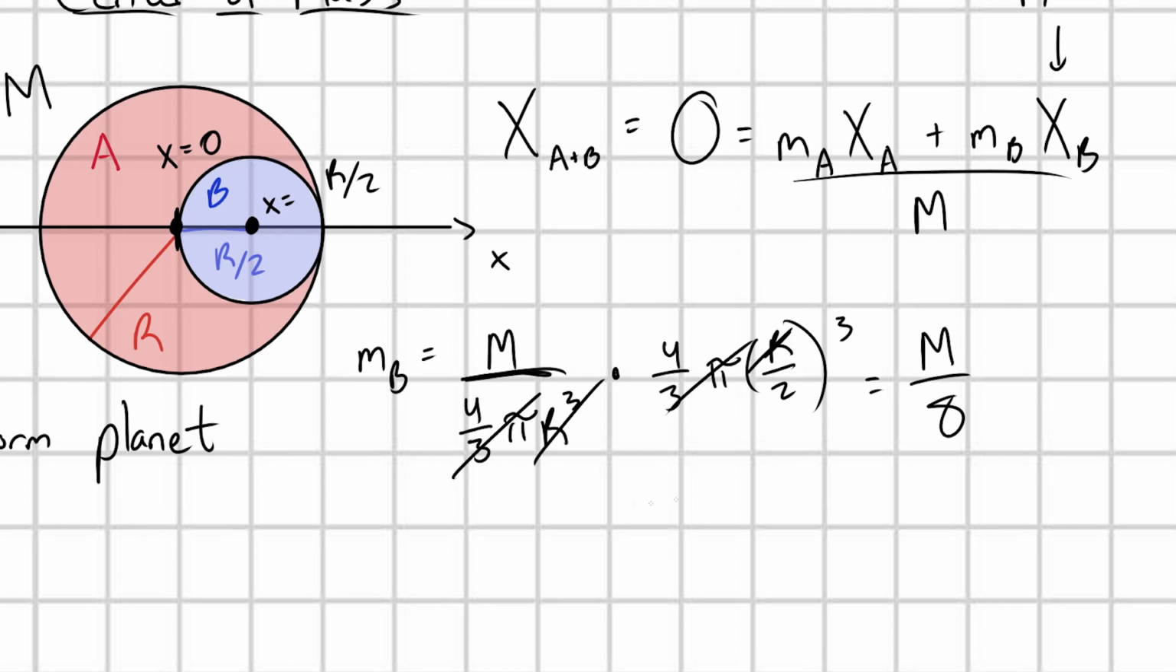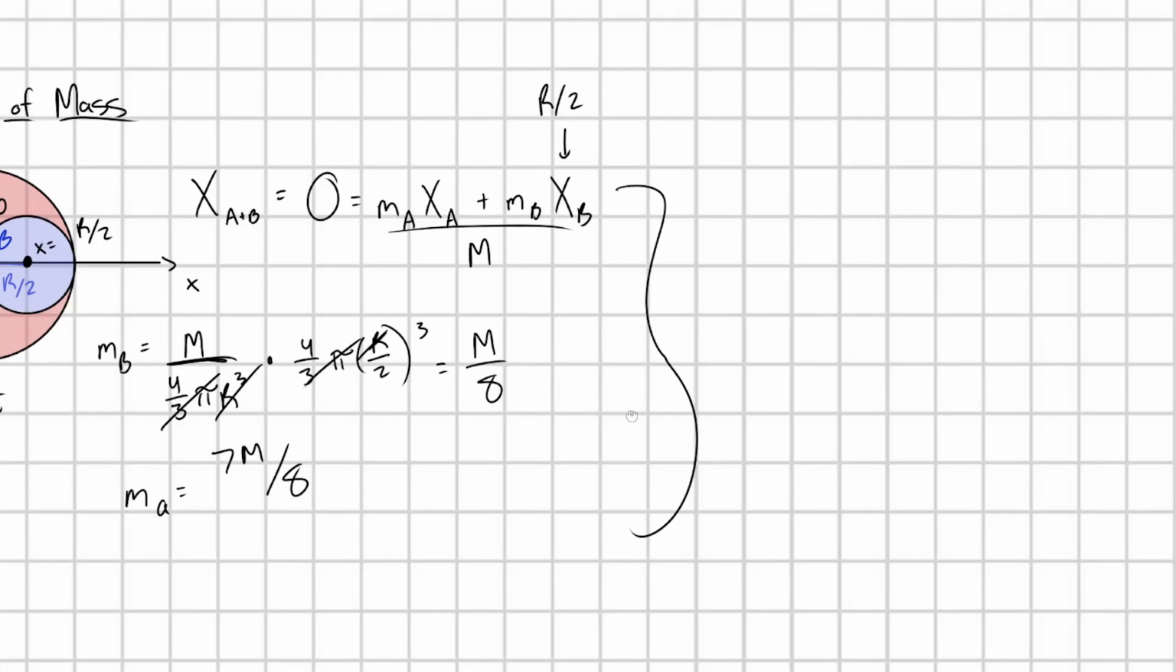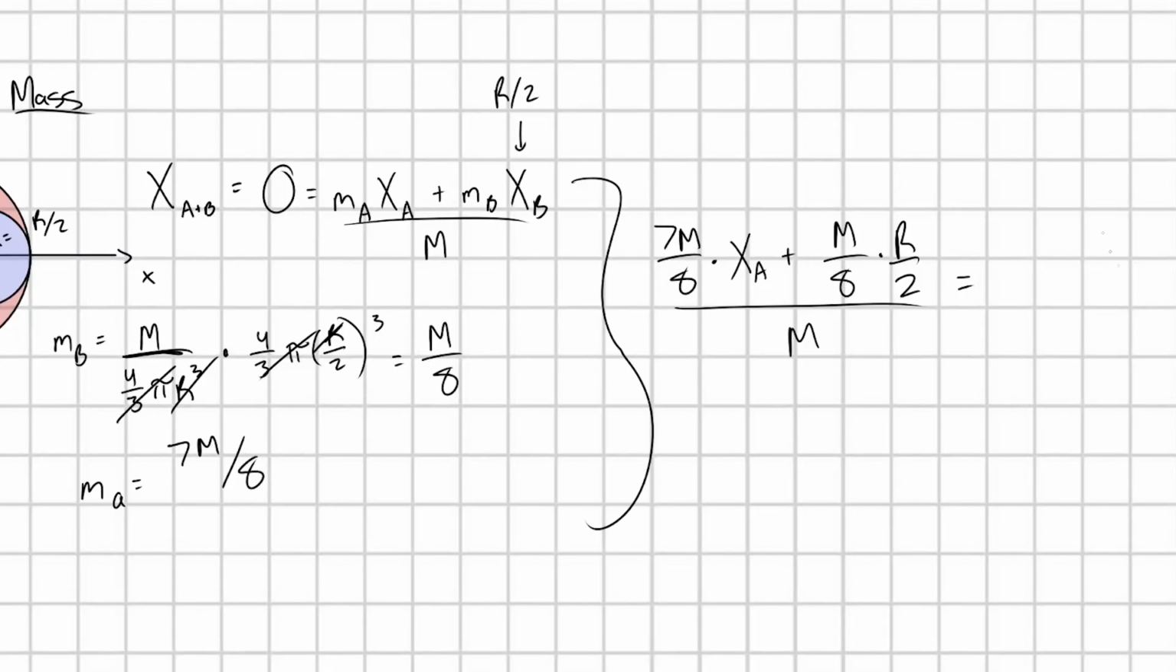So what's the mass of subsystem A? That's just going to be equal to 7M over 8, right? Because A plus B has to add up to our total mass of M. Okay, so from here, now we're just substituting everything in, right? Let's go ahead and rewrite all of this out, right? So we have that MA here is 7M over 8 times the center of mass, XA, plus M over 8 for MB times R over 2 for XB center of mass, and this is all over M, right? And this is going to equal 0, right?